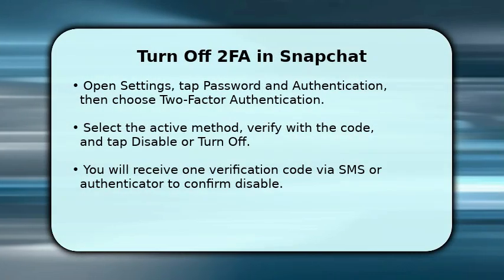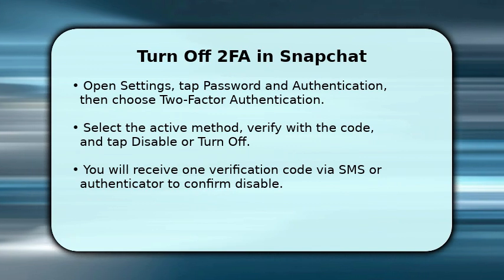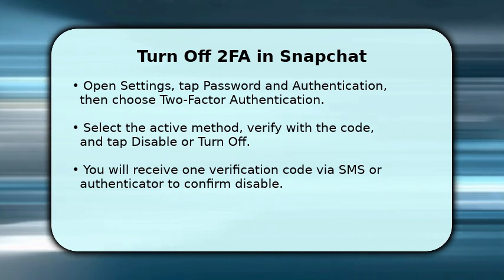Open Snapchat and tap your profile icon at the top left of the screen. Then tap the gear icon to open settings and find password and authentication. Choose two-factor authentication from the menu to view your active methods.